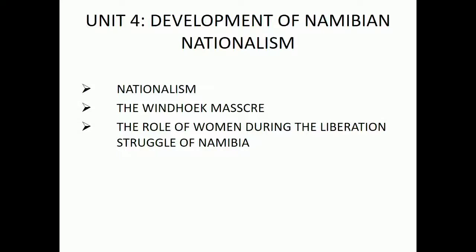Very important. Then the role of women during the liberation struggle of Namibia. We know that women played a very important and influential role in the liberation struggle of Namibia. Here we can start with the Old Location, where women took center stage.